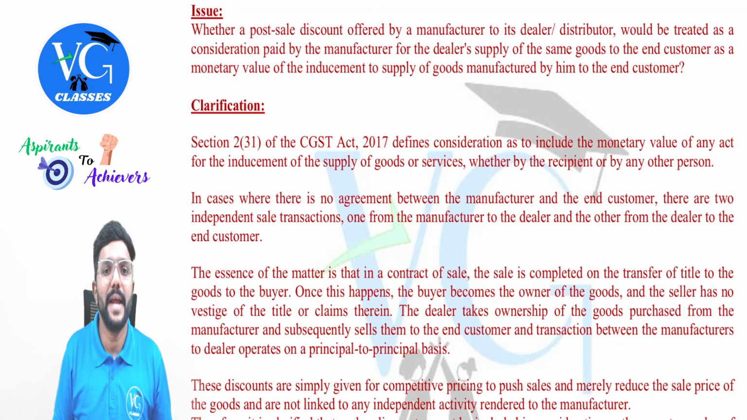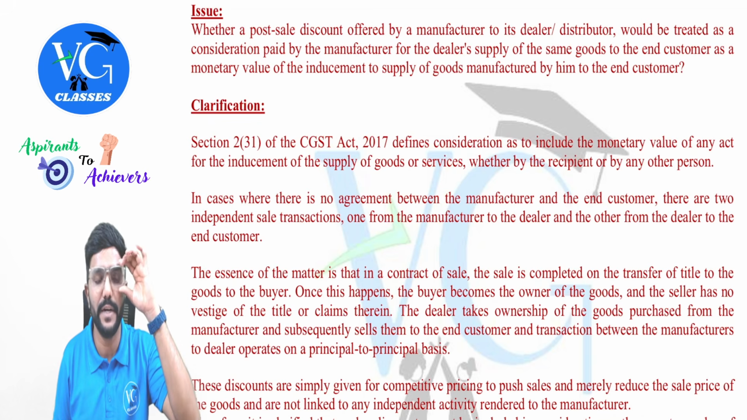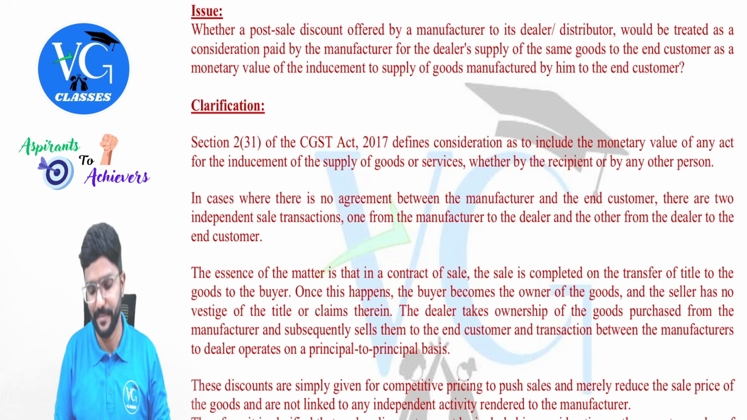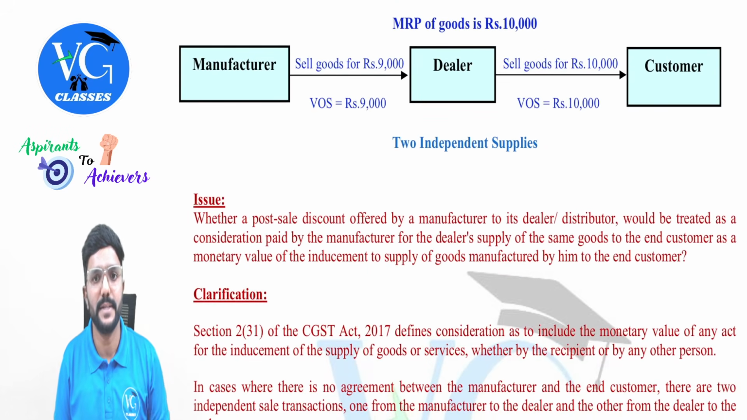Issue: whether a post-sale discount offered by the manufacturer to its dealer or distributor would be treated as consideration paid by the manufacturer for a dealer's supply of the same goods to the end customers, as the monetary value of the inducement to supply goods manufactured by him to the end customer. So, what is this? I have tried to explain it with an example, guys. Listen here.